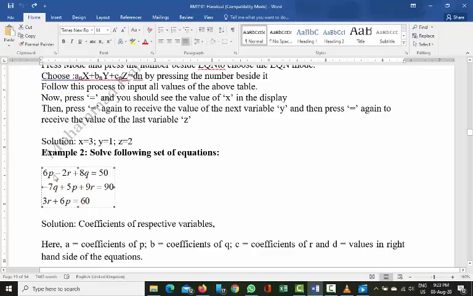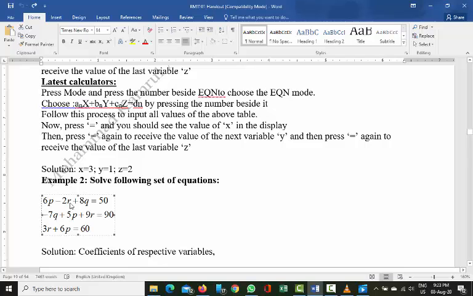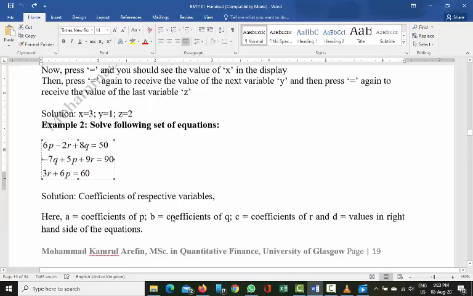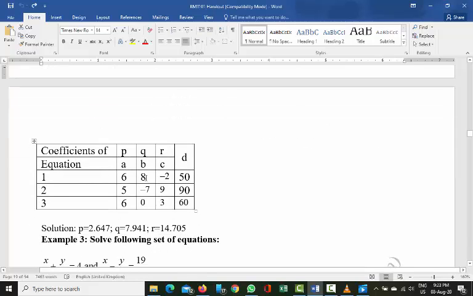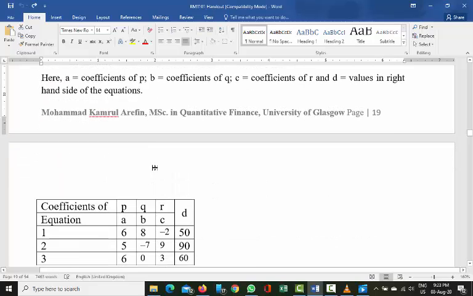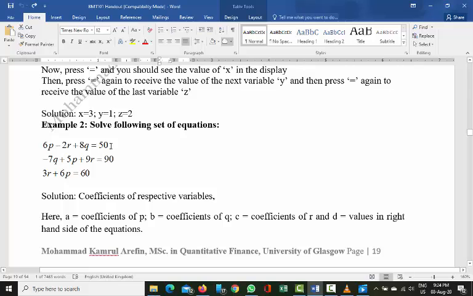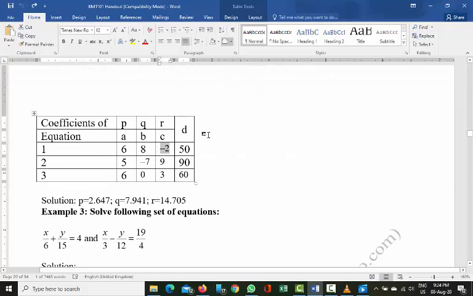So here, as you can see, the coefficient of p in the first equation is 6, so a is 6. The coefficient of q in the first equation is 8, so b is 8. The coefficient of r in the first equation is -2, so c is -2. And in the right hand side we have 50, so d is 50. Right.